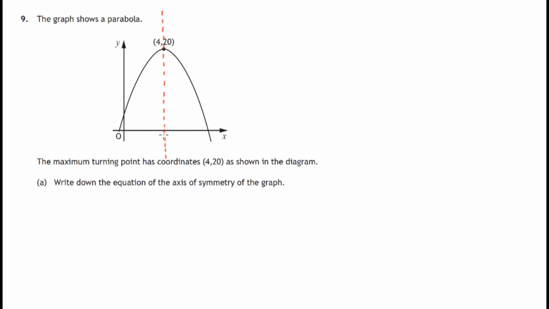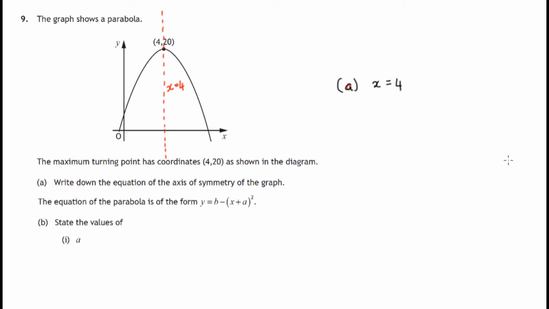Various y-coordinates, but all of them have an x-coordinate of 4. And that's why the equation of the line is x equals 4. So write down the equation of the axis of symmetry of that graph: x equals 4. Let's have a look now at part B.